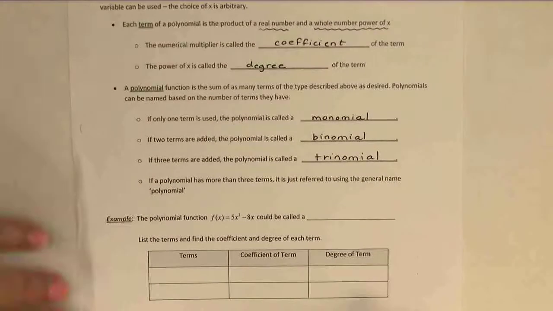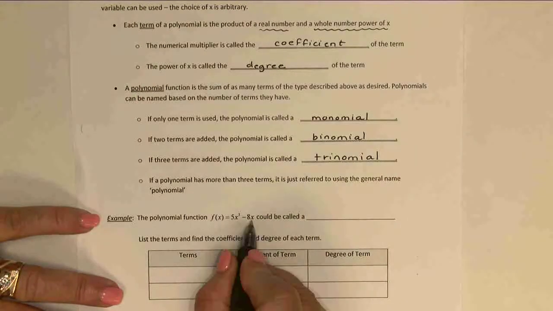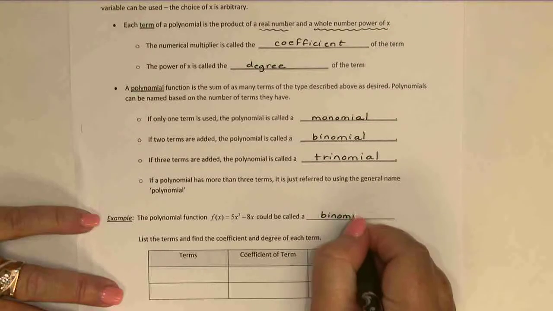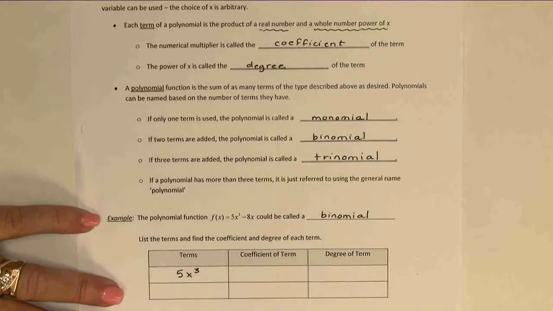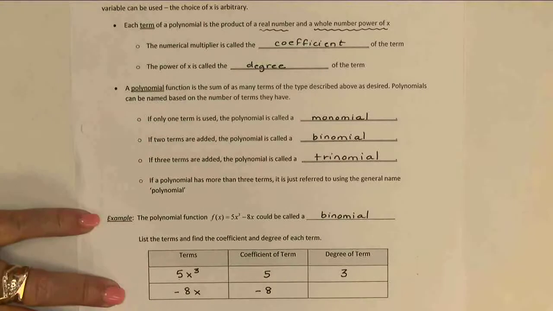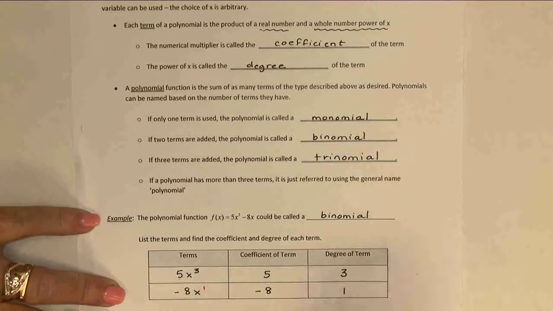So let's practice the vocabulary just a little bit on a specific polynomial. F of x is 5x cubed minus 8x. Because there are two terms, this could be called a binomial. My first term is the 5x cubed. The coefficient, the numerical multiplier, is the 5. And the degree, or power of x, would be 3. The second term is the negative 8x, and notice that the sign does come with it. So the coefficient is negative 8. And the degree here is actually 1. Usually, of course, we don't write the power 1, but it's there nonetheless. So the degree would be 1.